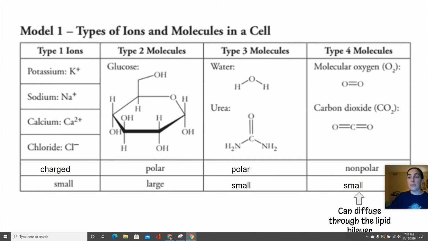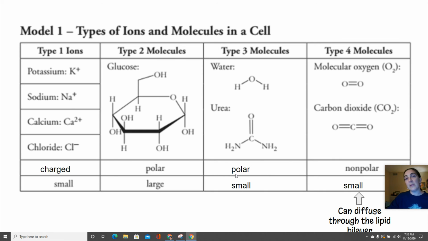So hopefully, and I'll move my picture out of the way a little bit, you realized that molecules that are small and nonpolar are the ones that are most easily going to be able to diffuse through the lipid bilayer. In order to get through that hydrophobic interior, these molecules need to be nonpolar to slip through those hydrophobic tails without any problem. So things like oxygen and carbon dioxide can easily diffuse in and out of cells from high to low concentration. Other types of molecules like water and urea, these are also small, but they're polar.